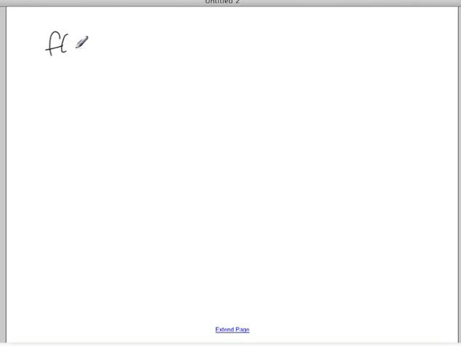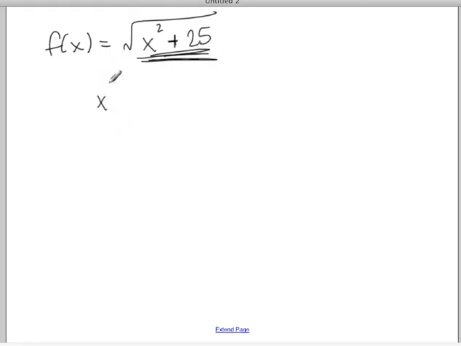Alright, if we have f of x equals the square root of x squared minus 25. Alright, we know this has to be, or no, let me make that plus 25. x squared plus 25. We know this right here has to stay positive, right? x squared plus 25 has to be greater than or equal to 0. But the first thing you want to make sure you remember is that these two are not equivalent: the square root of x squared plus 25 is not the same as the square root of x squared plus the square root of 25.